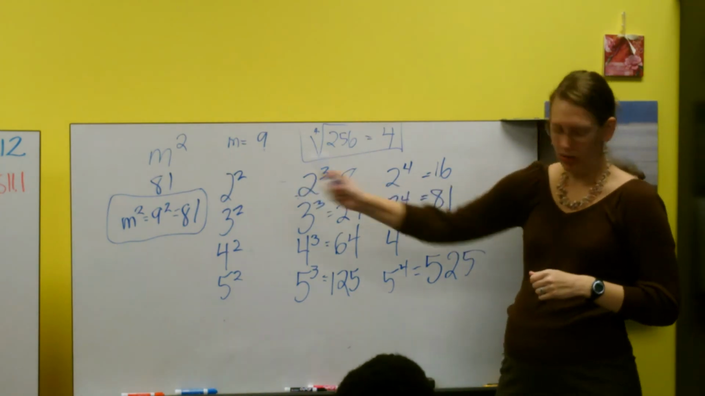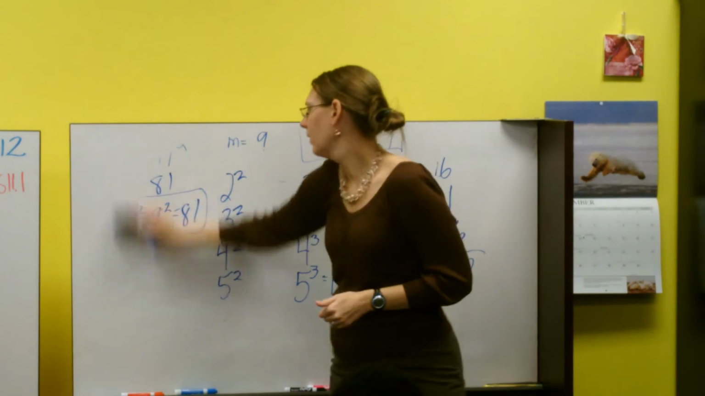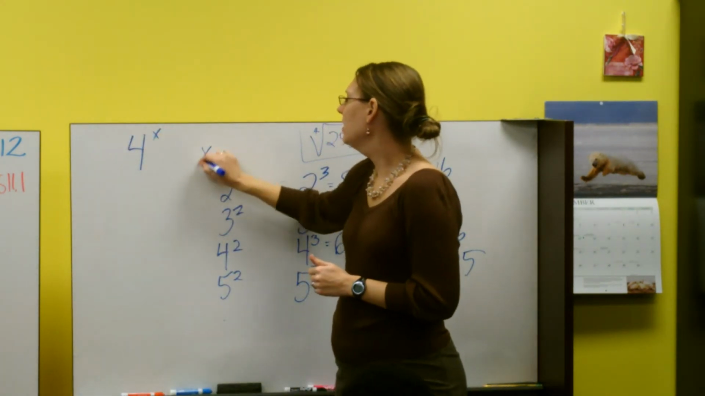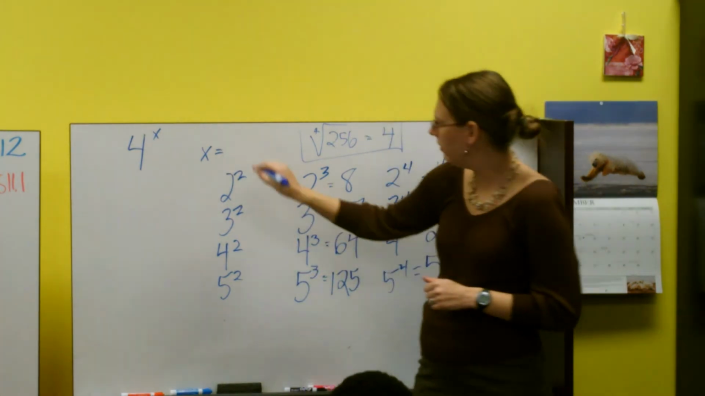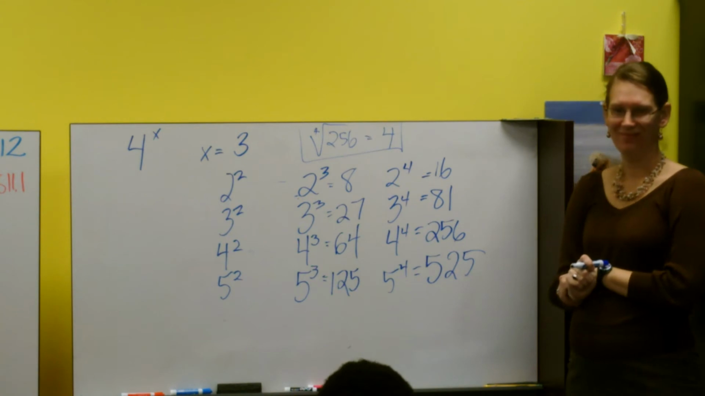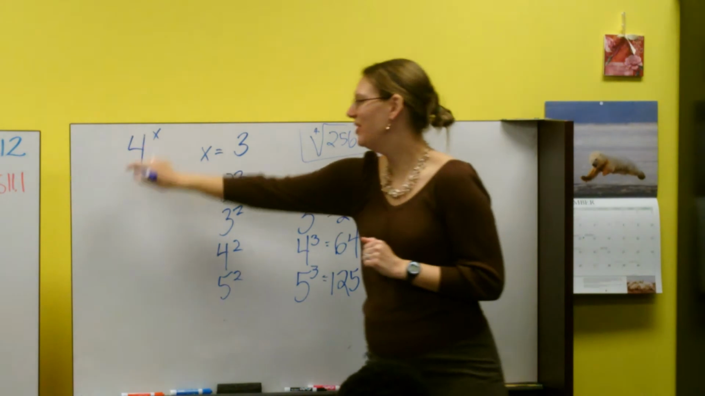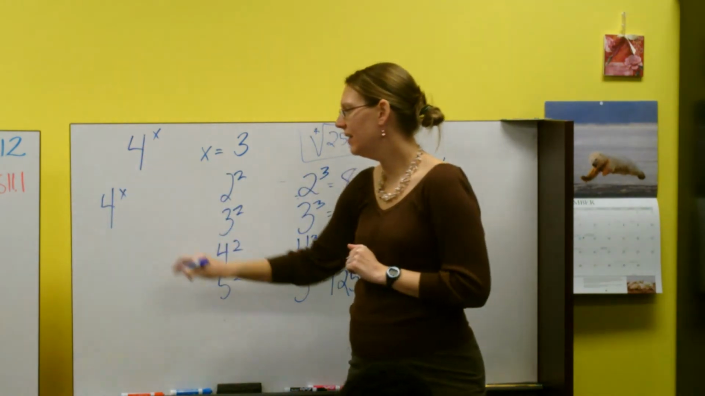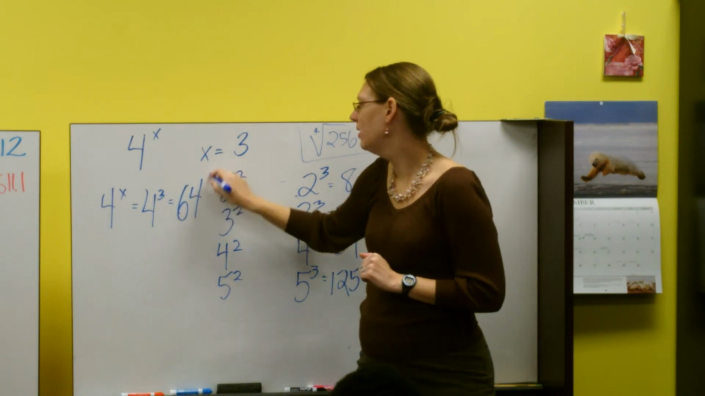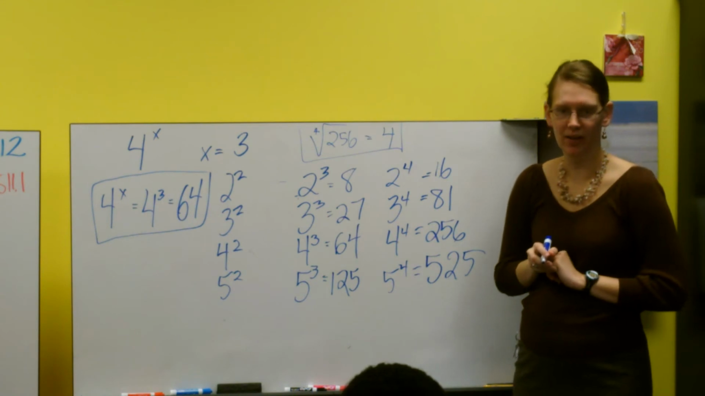All right. So, what about 4 to the x? 4 to the x if x is equal to 3. So my work, 4 to the x, I'm going to put in 4 to the third, and I'm going to give my answer 64. I need all of that on your paper, okay?